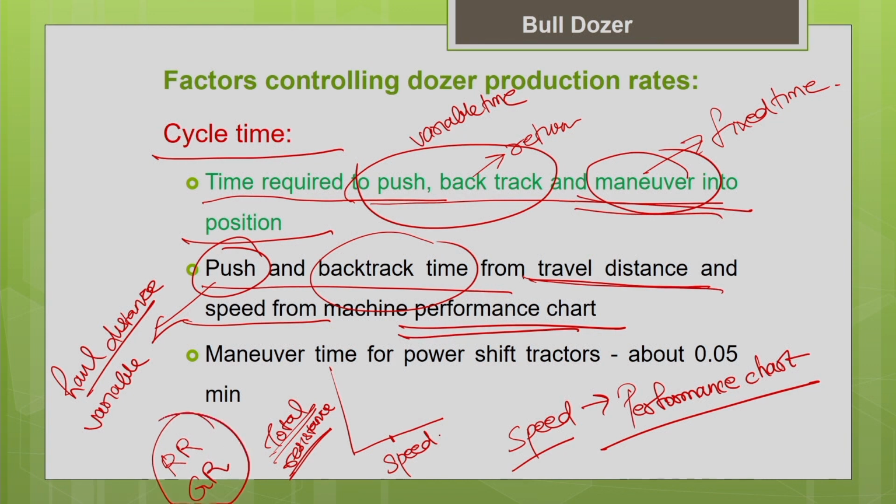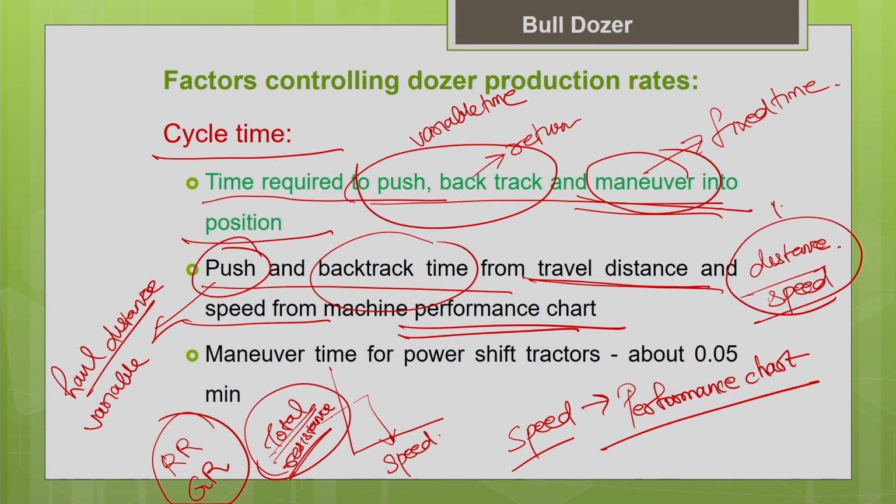Okay, if you know that, you can find the total resistance, and accordingly I can determine from the performance chart what speed is possible. Once you know the speed and the distance, I can calculate the push time and the return or backtrack time. For that I need to know the dozing distance and the speed. Speed I can determine from the performance chart.